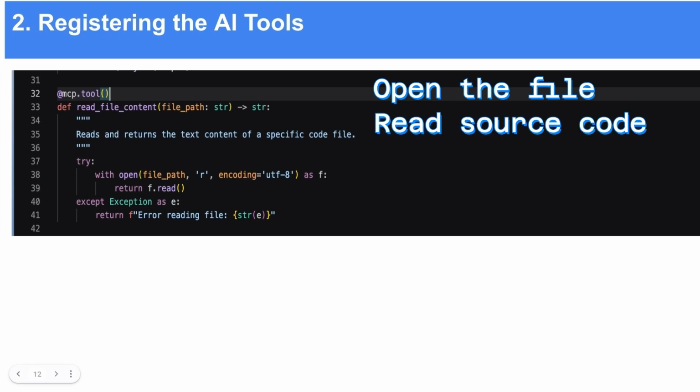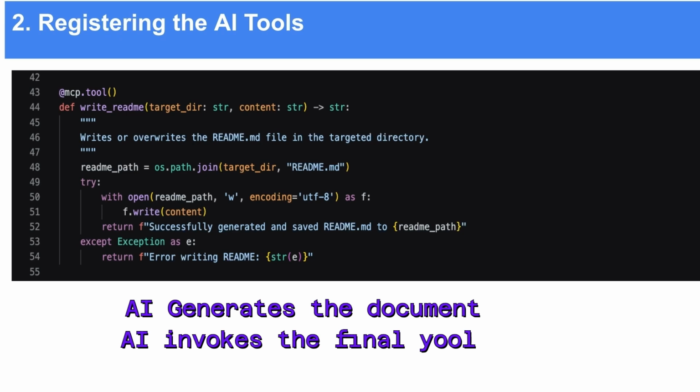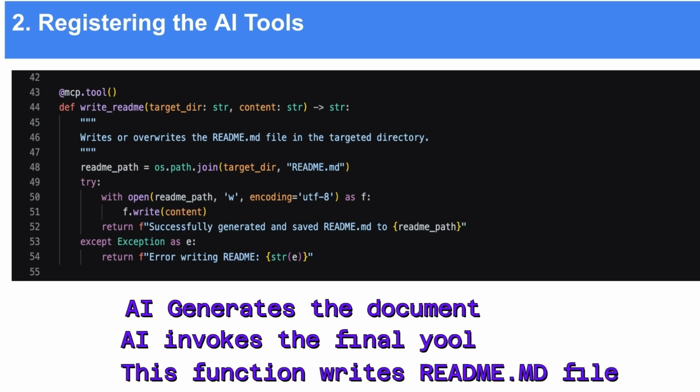Read_file_content. Once the AI spots a relevant file, like a script it needs to document, it passes a file path to this tool. The function opens the file, reads the source code, and feeds the text back to the AI. Write_readme. After the AI analyzes the code and generates the documentation text, it invokes this final tool. The function takes the generated text and saves it as a new README.md file in the targeted directory.